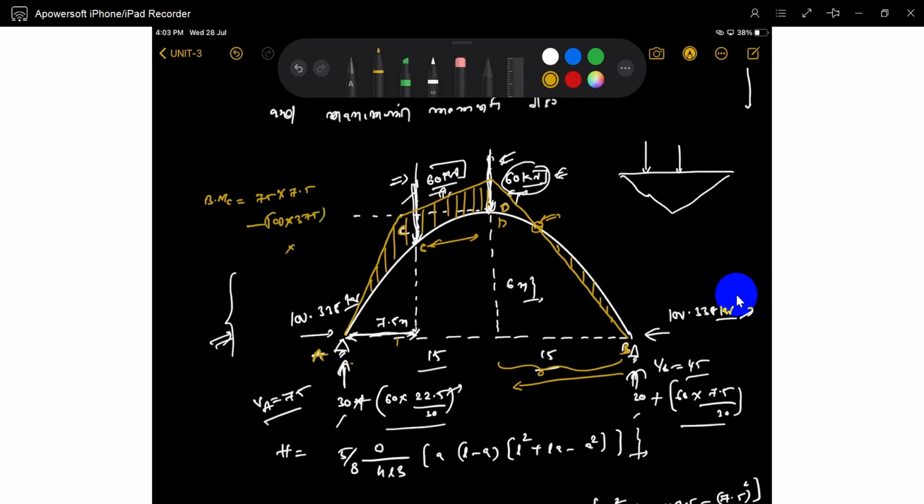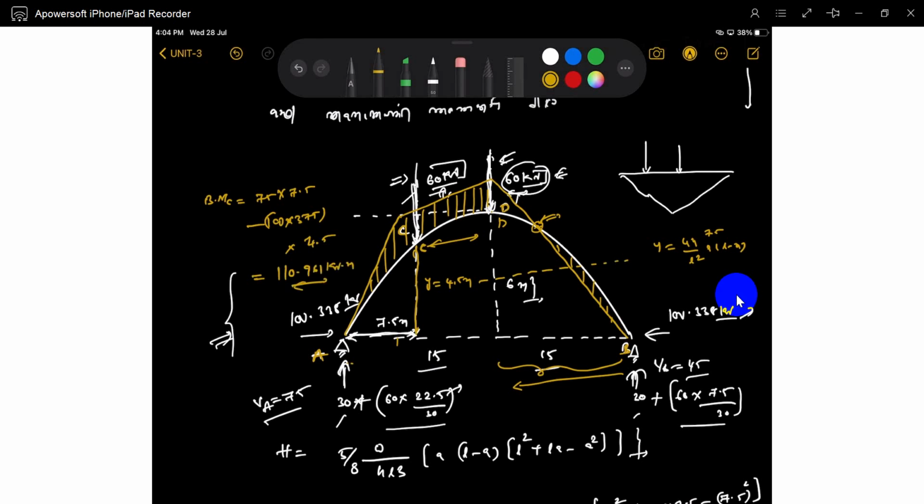multiplied with this height. You have to find out this height. If you find it out, this height is 4.5 meters. So y is 4h by L square, x into (L minus x), where x is 7.5. Using it, you will get 4.5. So what is that bending moment? That bending moment is 10961. That is the bending moment.